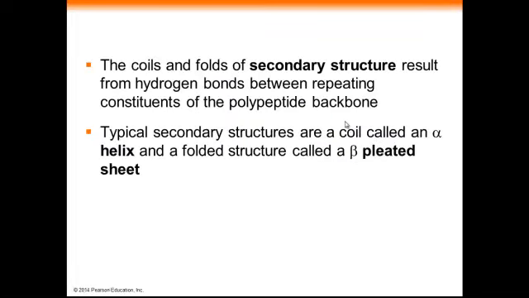When the amino acids in the protein begin to interact with each other, we get secondary structure. And this typically results from hydrogen bonding between the different amino acids in the polypeptide backbone. There are 2 basic types of secondary structure. One is called an alpha helix, which is a coil, sort of like a spring, and then a folded structure called a beta pleated sheet, would look sort of like a folded accordion or drapes.